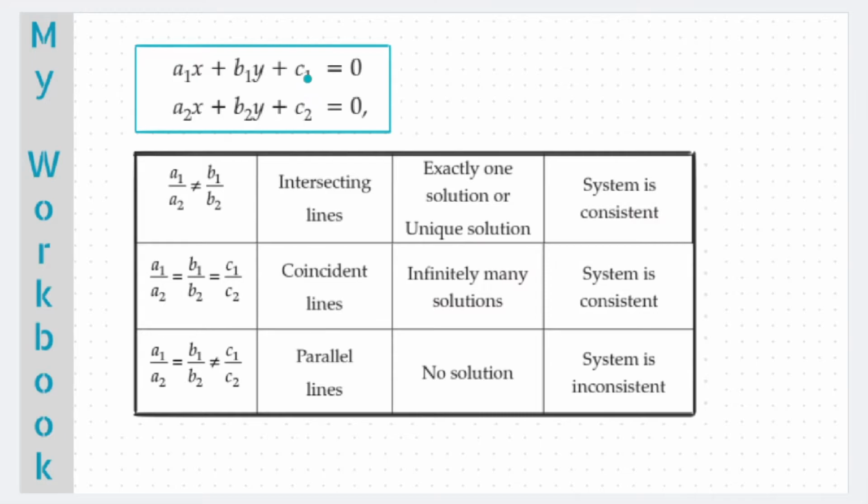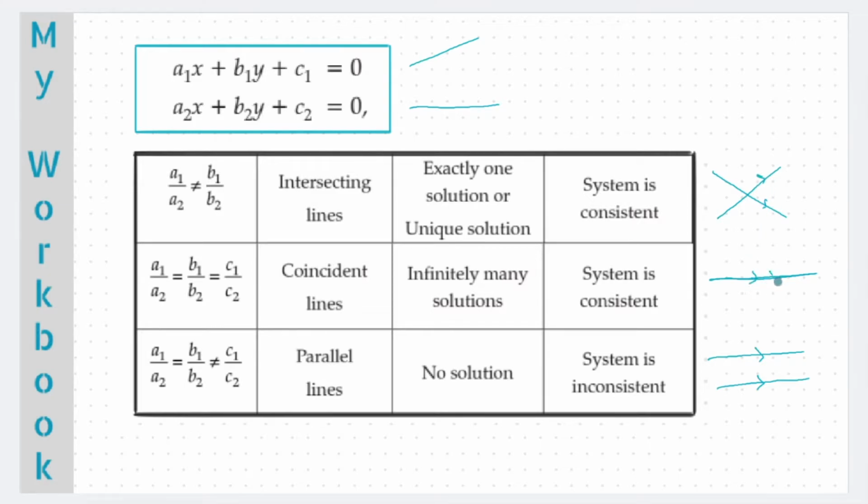Now, each of these linear equations is a straight line. When you have a pair of two lines, there are three scenarios. They can be intersecting, or they can be coincident, where both lines overlap each other, or they can be parallel to each other. So these are the three scenarios.